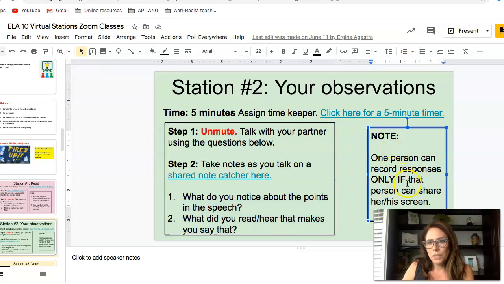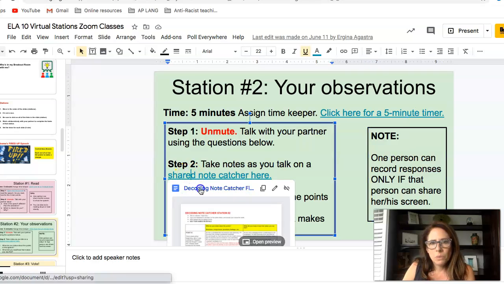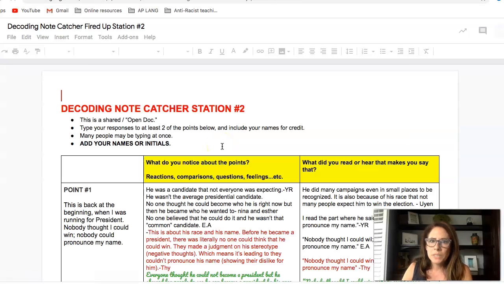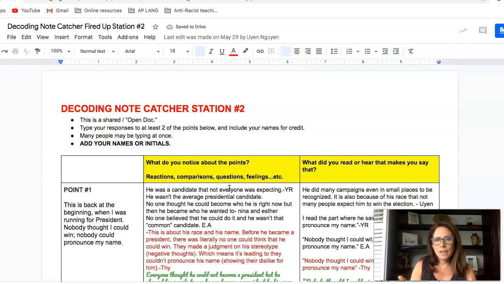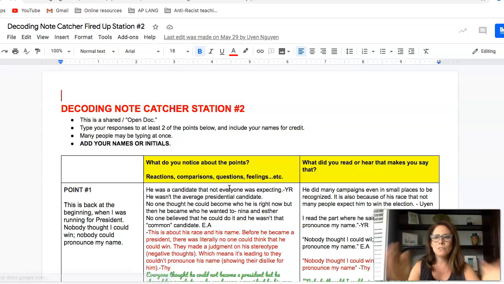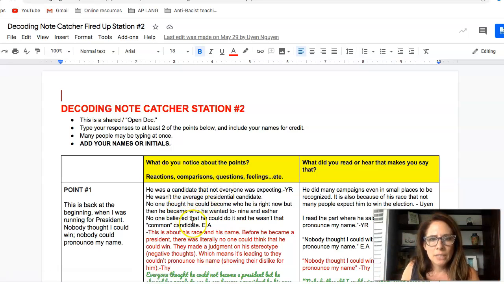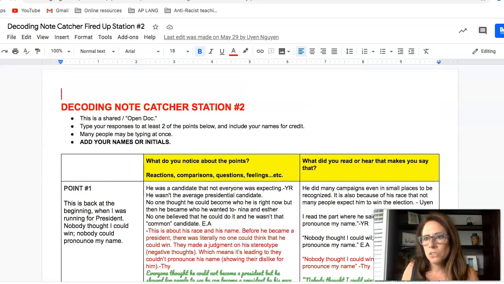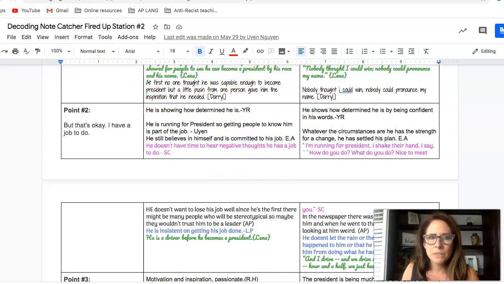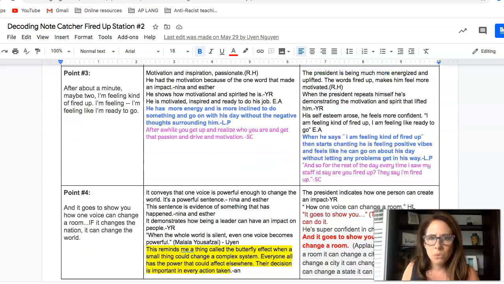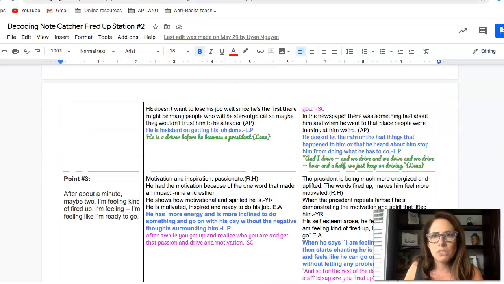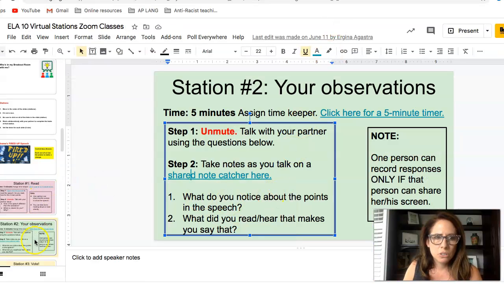Again, I have a tip: one person can record. When we're clicking on this note catcher, it is visible to everybody, and that's an important distinction. All of my ELA classes dumped their responses to those 2 questions in this one shared note catcher. Students started to write in different colors. I asked students to leave their initials, because otherwise there was no way I could figure out who they were. And they made observations with the 4 points of the speech. So that brings them to that shared Google Doc.